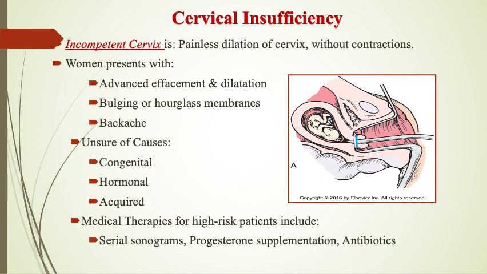Medical therapies for high-risk patients include serial sonograms. So these patients are known as high-risk patients, so they have to be seen more often by the maternal fetal medicine doctors, the high-risk OB doctors. So they have to do serial sonograms on these patients. They need to keep monitoring their cervical length. Also, these patients do benefit from progesterone supplementations and they are placed on antibiotics. We'll talk about the further management of this condition in the next slide.